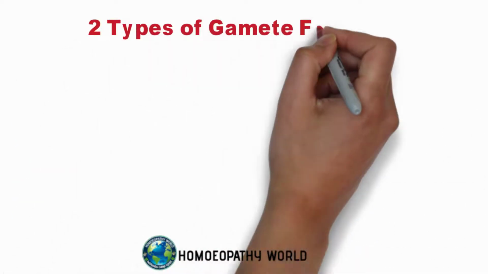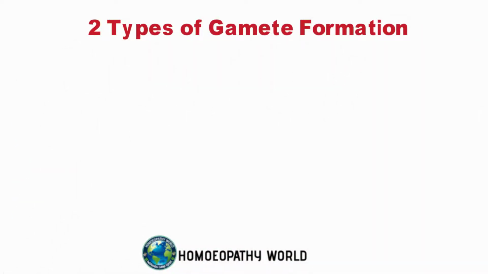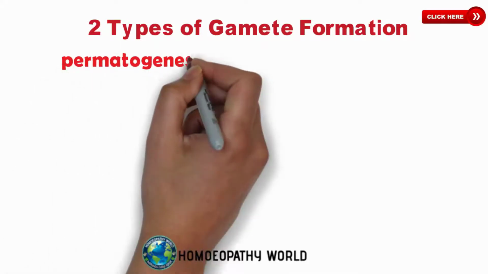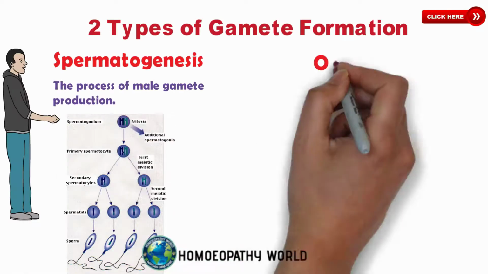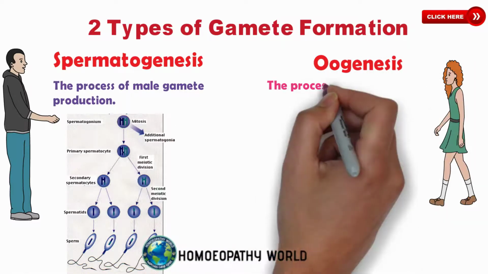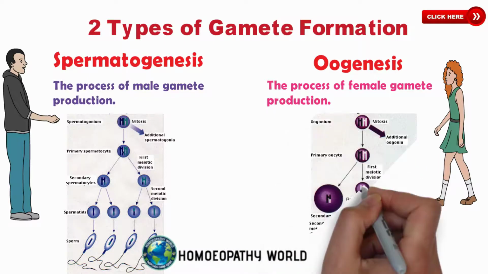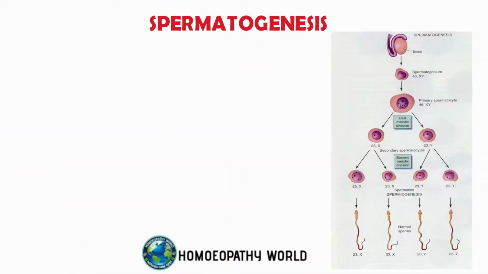There are two types of gamete formation, but in this video we are going to study spermatogenesis. If you want to study oogenesis, you can click on the right upper corner of the video to go to the video of oogenesis. Spermatogenesis is a process of male gamete formation, while oogenesis is a process of female gamete formation. Now let us see the process of spermatogenesis.